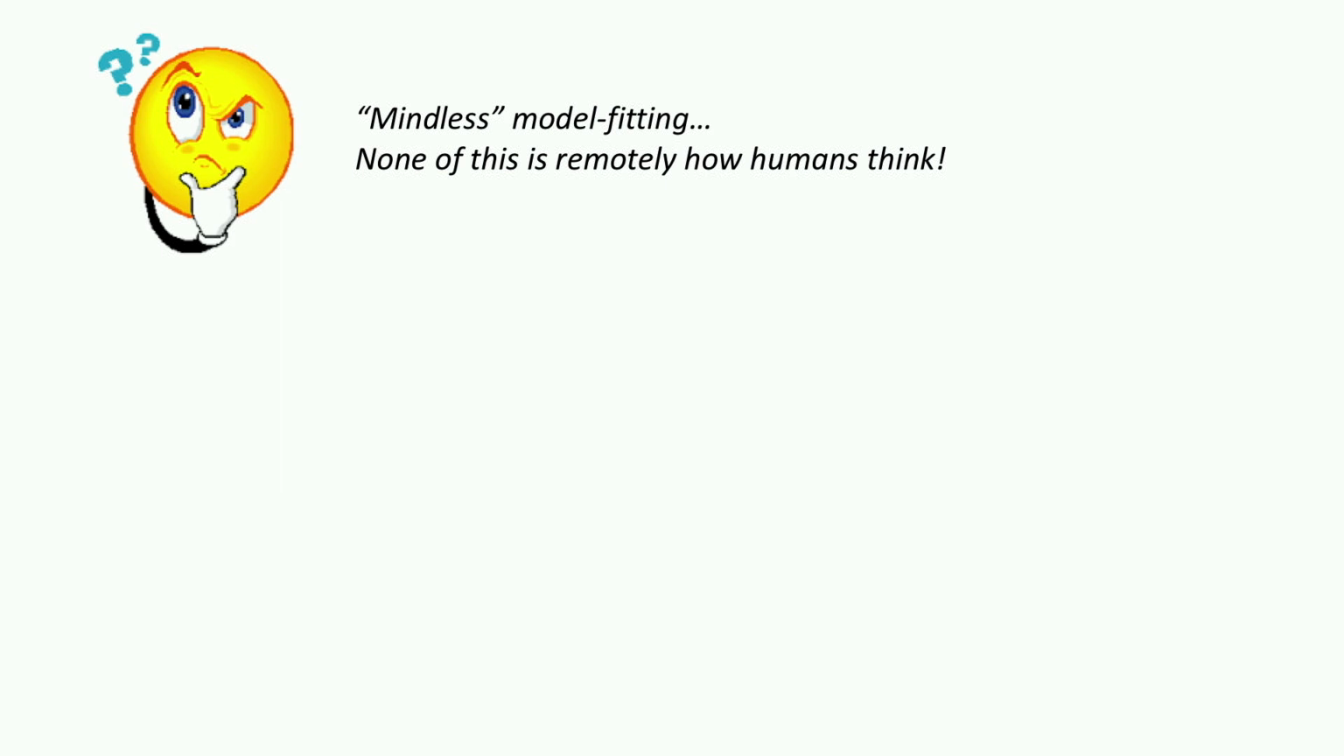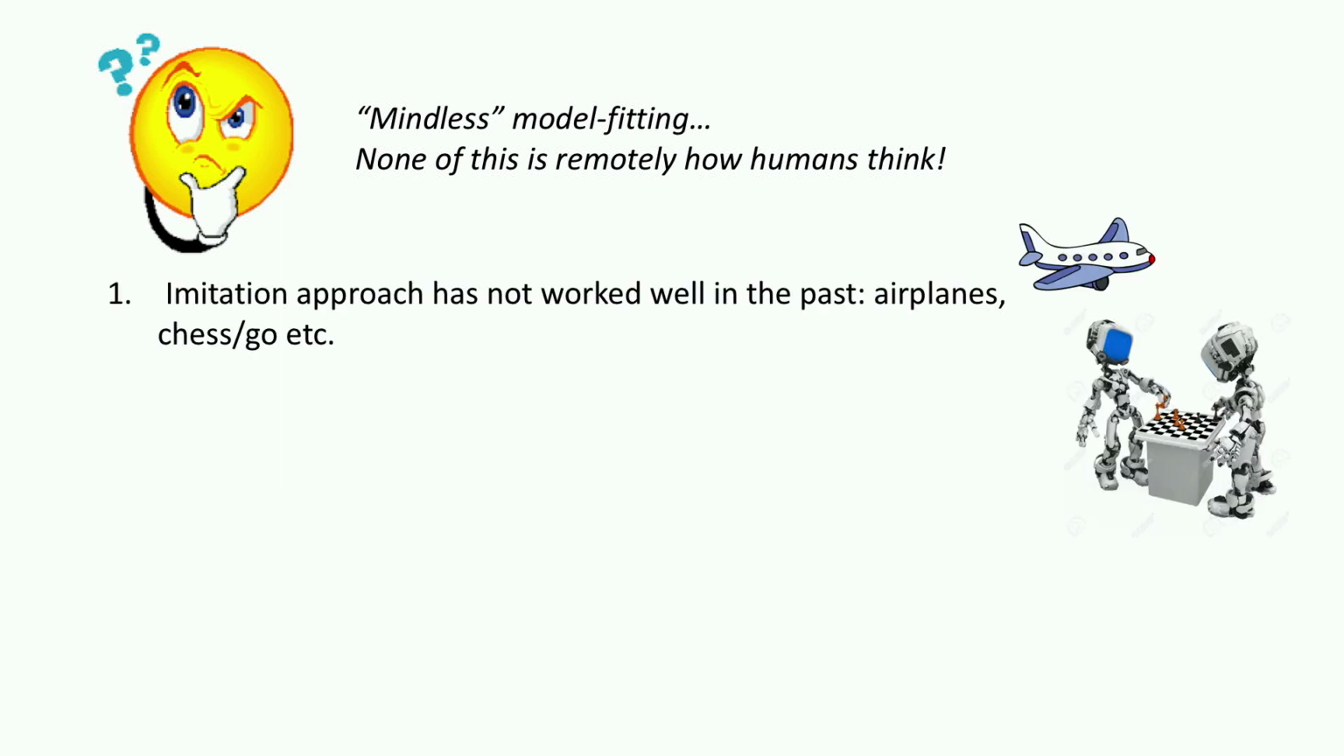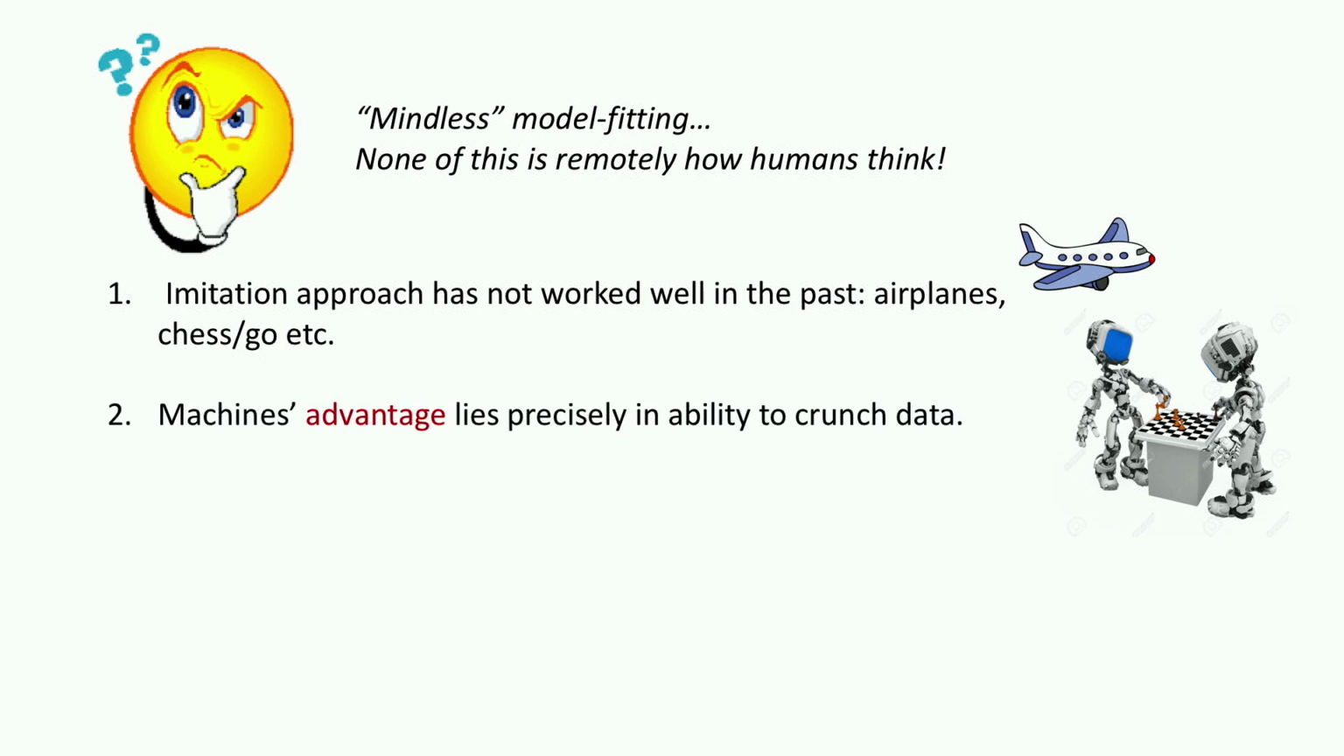There are some answers to that. One is that the imitation approach has not worked so well in the past. Until a century ago, the only flying objects we knew of were ones that flapped wings. But of course, a machine doesn't need to flap wings to fly, because there are things like jet engines, which nature doesn't have. So you can do something very different once you don't have the constraints of nature.